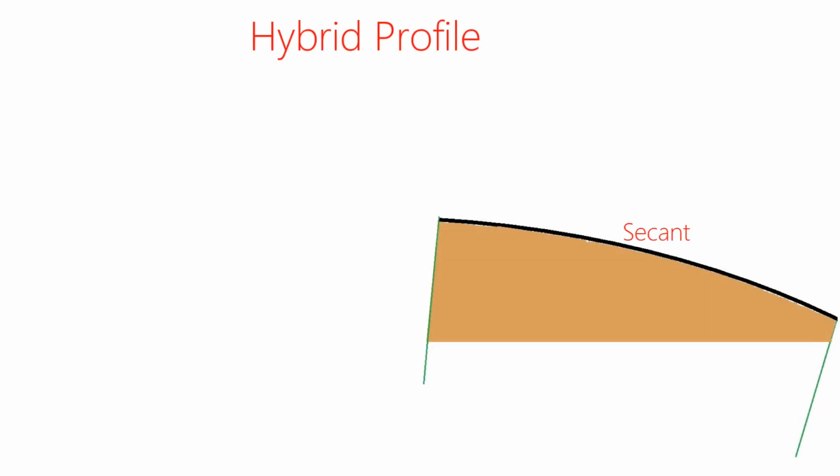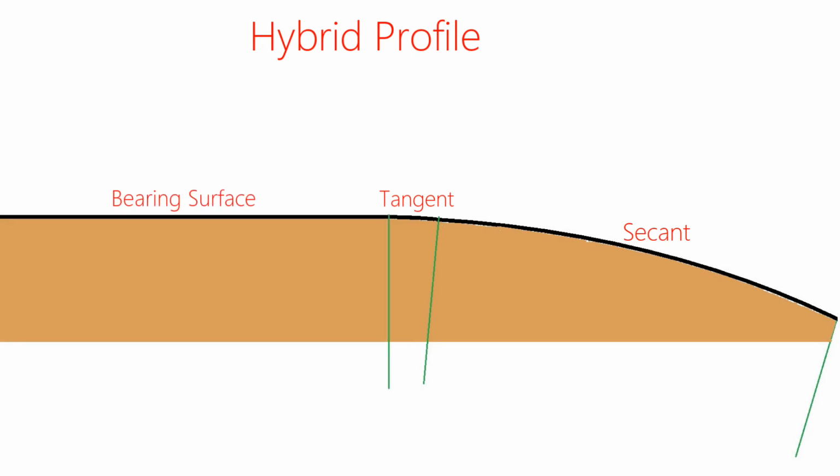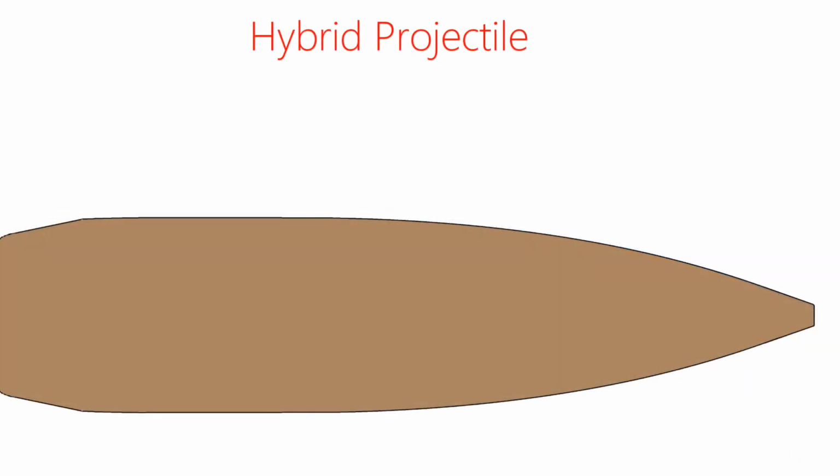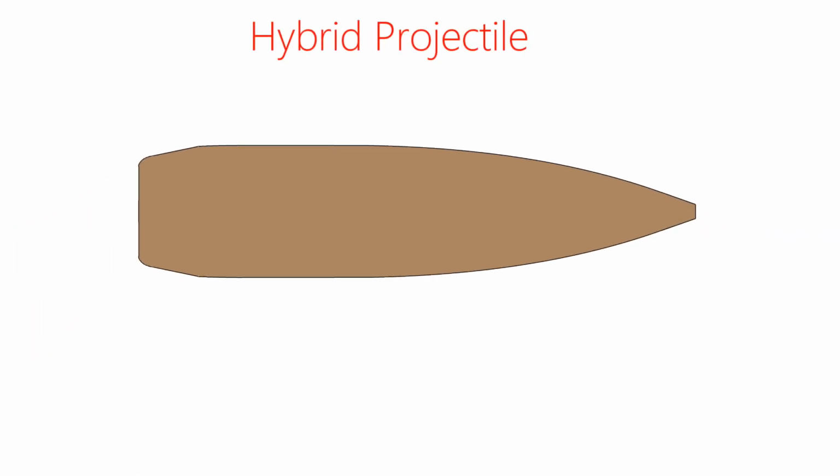And what we're talking about there, like I said, is you have a secant radius to give you efficiencies of going through the air, and then you have a tangent radius to get it to move into the lands properly. So the two styles of radius join together to create a hybrid projectile. Now, that's the basics of the words. The truth of it is, it isn't quite as simple as that.